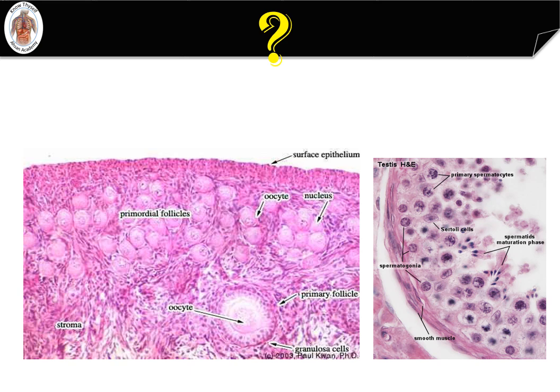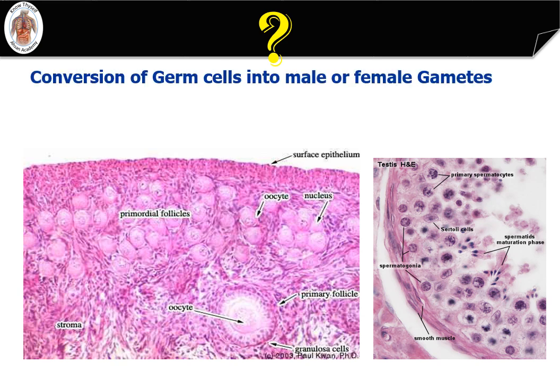These two histological slides you can see. On the left side is a histological section of the ovary, and on the right side is a section through the seminiferous tubule of the testes. Here you see the germ cells, which are converted to gametes. This process of conversion of germ cells into male or female gametes is known as gametogenesis.